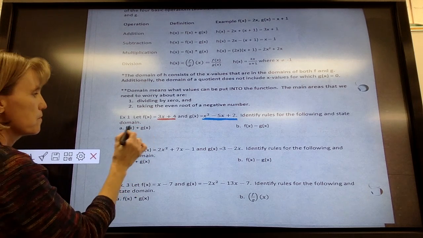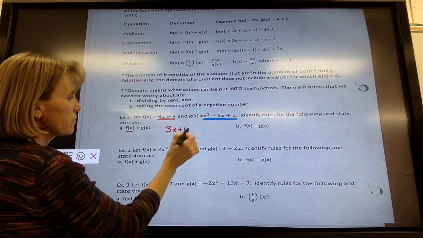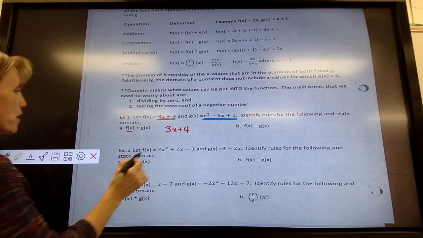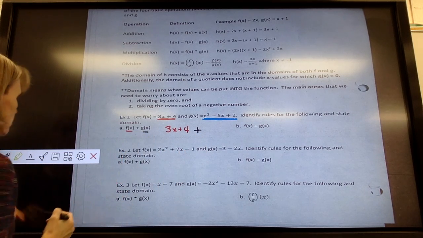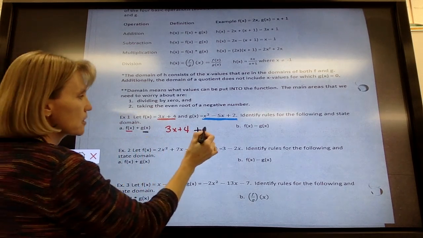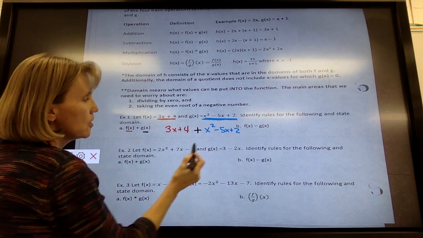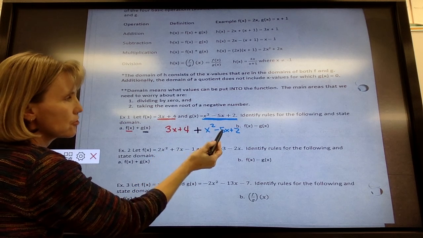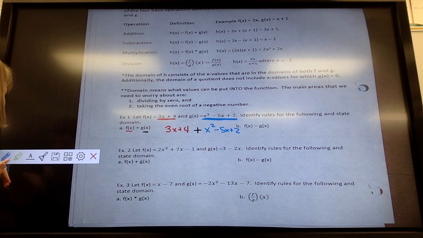So I'm going to take f of x first. That's 3x plus 4. Okay, and I want to add the g of x to it. The g of x is the x squared minus 5x plus 2. So here's the f of x function, here's the g of x function. I want to add those together. To do that, you need to combine like terms.